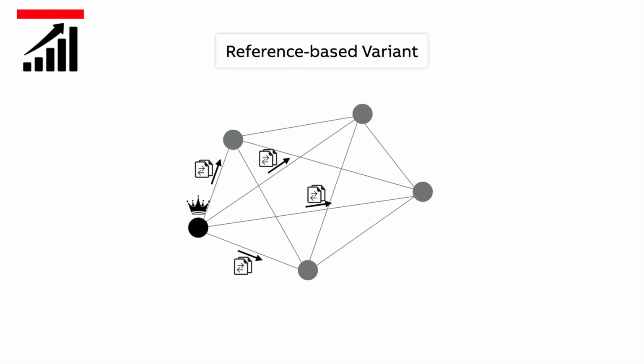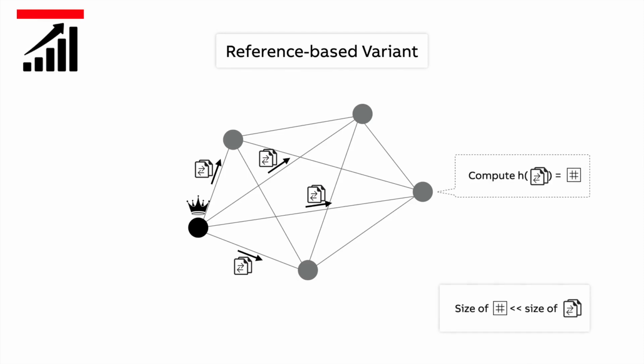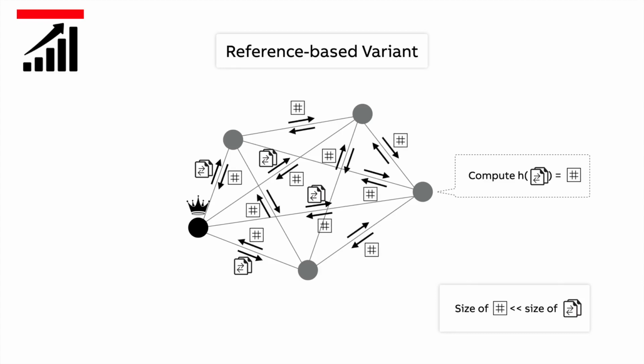In the reference-based variant, after having received the full batch, the nodes derive or compute a reference to this batch. A simple example would be a hash of the batch data, which is typically much smaller than the actual batch. The nodes then broadcast the reference in all subsequent messages, as opposed to sending the full batch. While this optimization seems rather obvious, it is actually not as simple as it may appear.